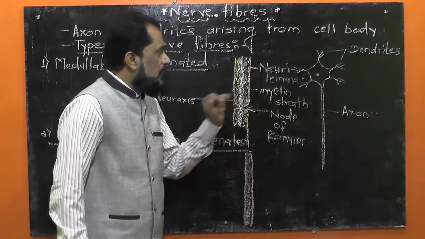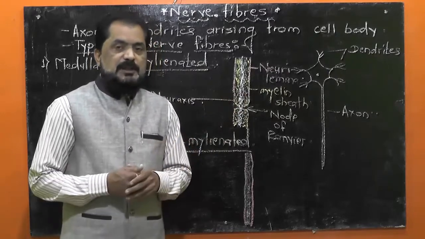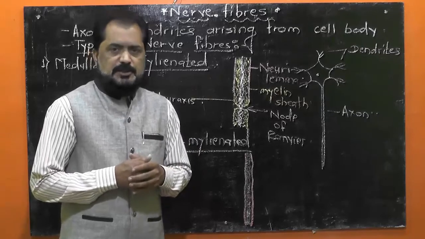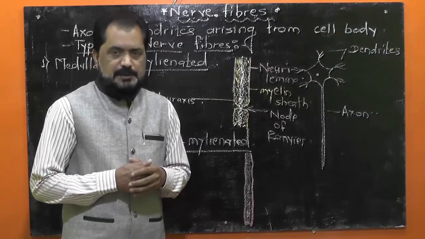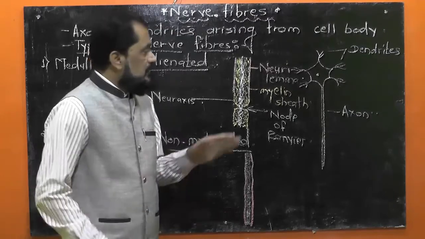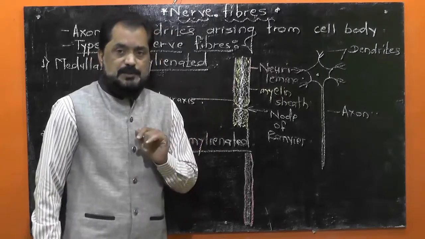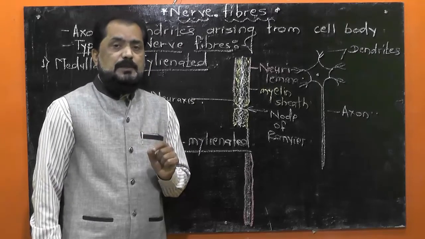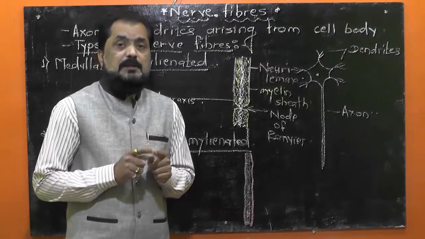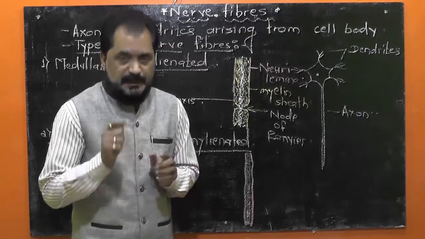Now the medullary sheath, myelin sheath, facilitates a very quick transmission, quick conduction of electric impulses, nerve impulses. It is found that the medullated nerve fibers can conduct the nerve impulse at the rate of about 140 meters per second.